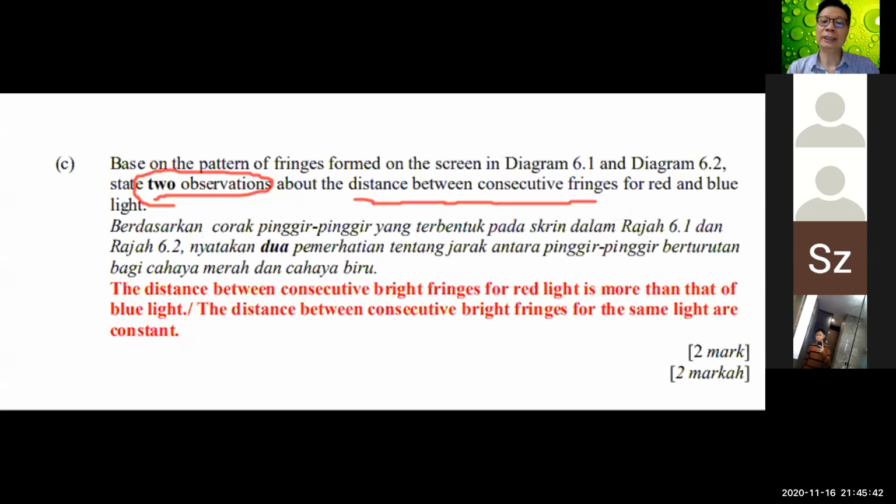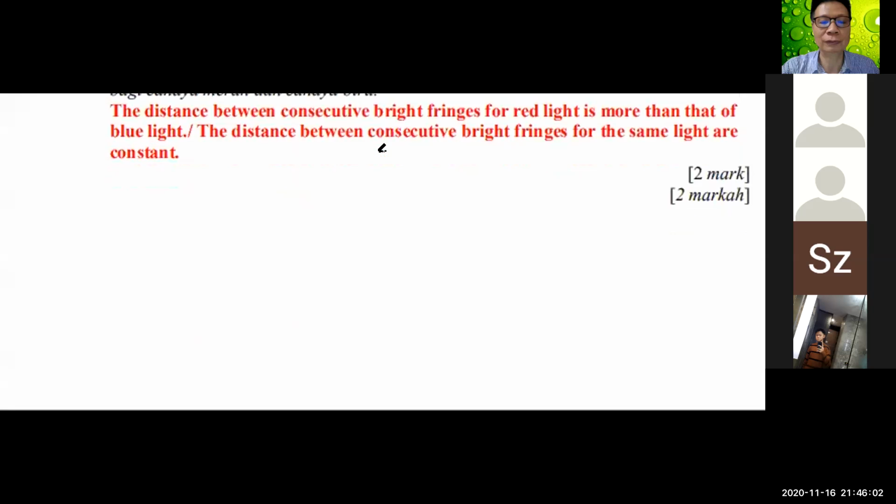Same light constant means if it is red color, the distances are all the same. If it is blue color, the distances are all the same. Okay, that's the meaning. The distance between consecutive bright fringes for the same light is constant. If red light, all the distances are the same. If blue light, all the distances are the same. Like that, that's the meaning. Understand all? Okay, come, next move.